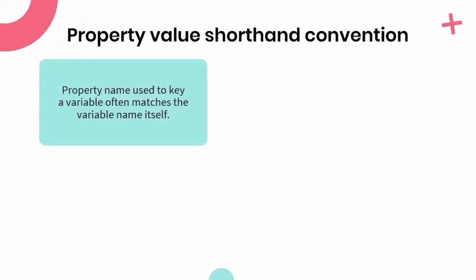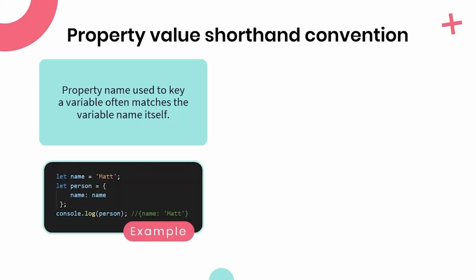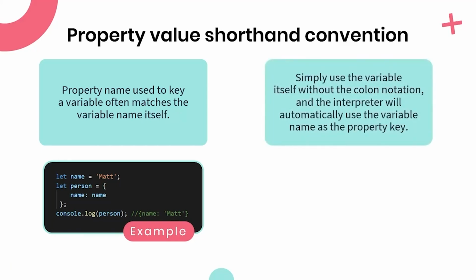Developers frequently find that when adding a variable to an object, the property name used to key a variable often matches the variable name itself. An example. The property value shorthand convention was introduced to allow you to simply use the variable itself without the colon notation, and the interpreter will automatically use the variable name as the property key. If the variable name is not found, a reference error will be thrown. Now, before we move forward, here's code that's equivalent.